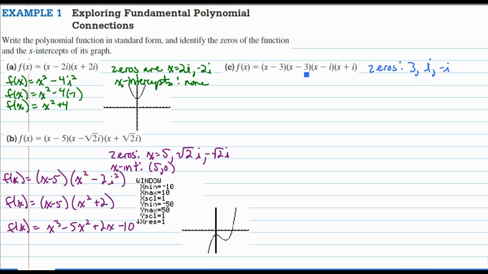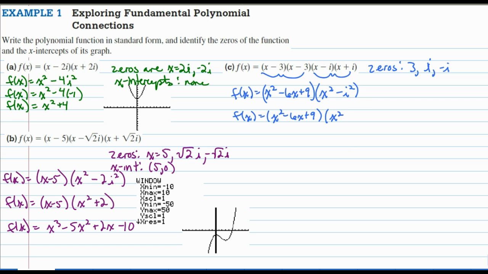Now I'm going to do two multiplications together at once. I'm going to multiply the non-i terms together and then the i terms together. So f of x equals, this is going to be x squared minus 6x plus 9, which still has to get multiplied by this guy. This is going to be x squared. Now minus ix plus ix would cancel, and then negative i times positive i would be minus i squared, which, since i squared is negative 1, would turn into x squared plus 1.